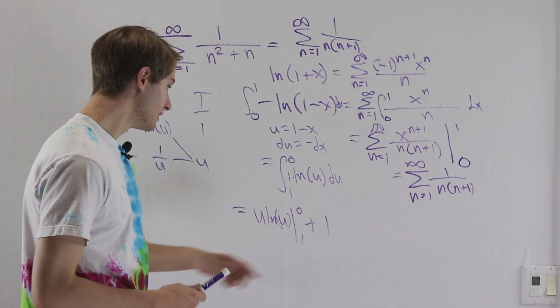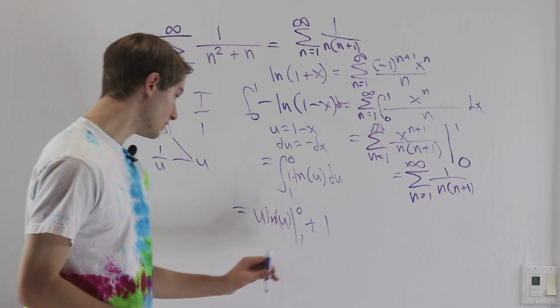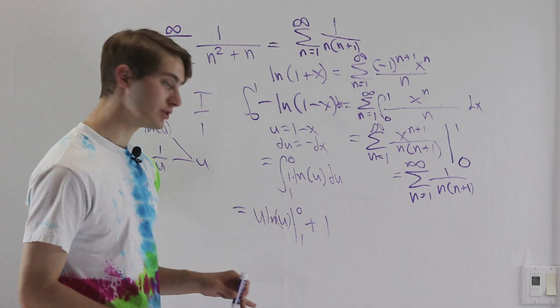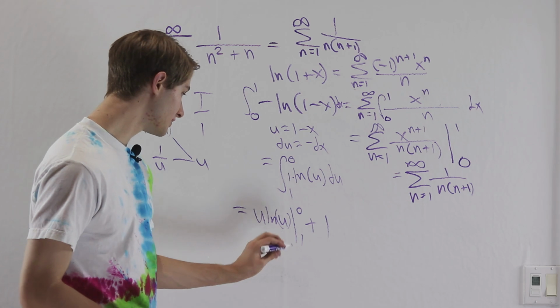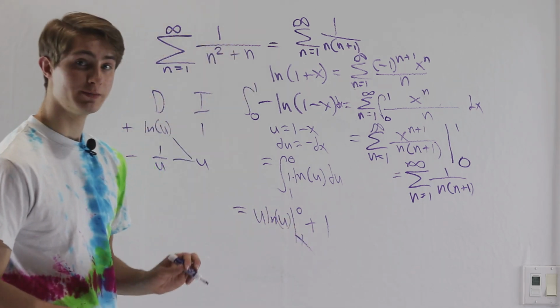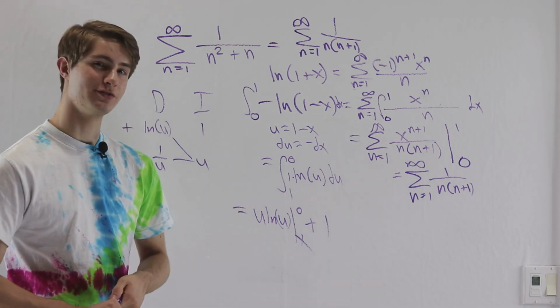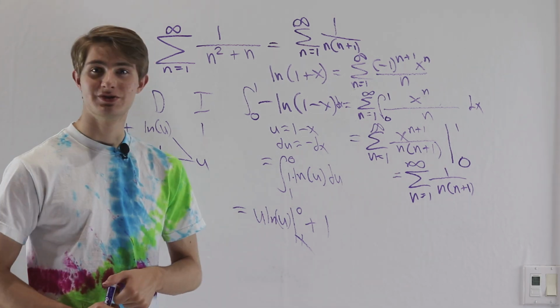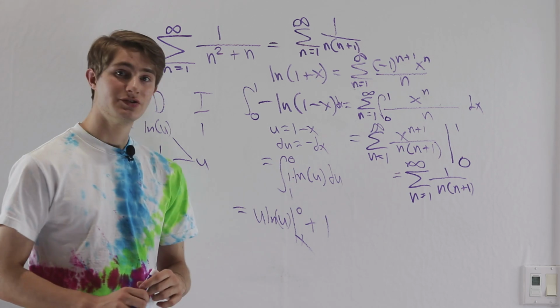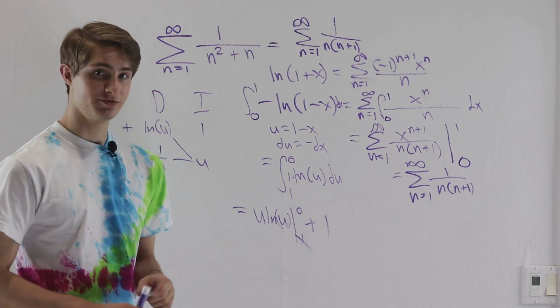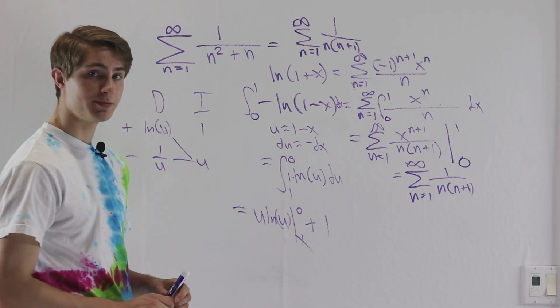Now over here, first of all, let's look at this lower bound of 1. If we plug in 1 times the natural log of 1, that's going to be 0. Natural log of 1 is 0, so we don't have to worry about the lower bound. But the upper bound, what is 0 times the natural log of 0? Well, the natural log of 0 is negative infinity. So this is actually a 0 times infinity indeterminate form. And this is actually an improper integral.